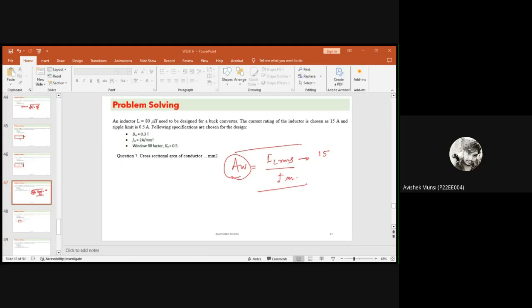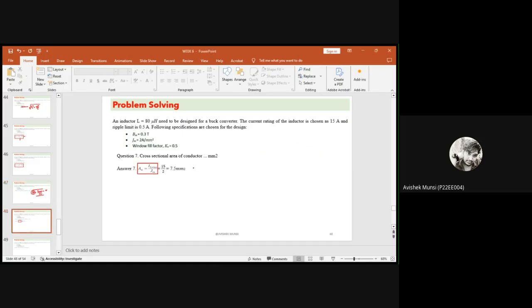So it was 15 and it is given 2. So why couldn't you answer it? 15 by 2, what will be 7.5 millimeters? Hmm. Next question, what AWG you have to choose?